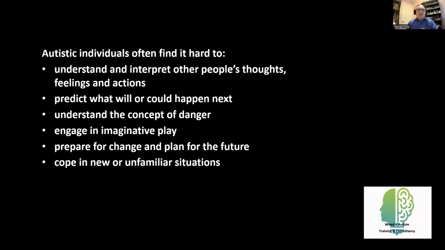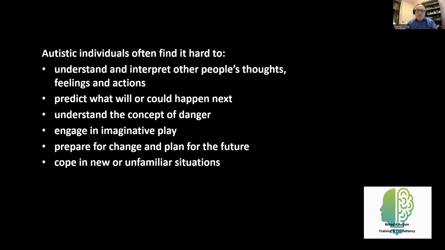And autistic individuals often find it hard to understand and interpret other people's thoughts, feelings, and actions, as I've previously said, and to predict what will or could happen next. Even things like cause and effect. If I say something, what is likely to be the response from the other person? There's lots of unpredictability about that.